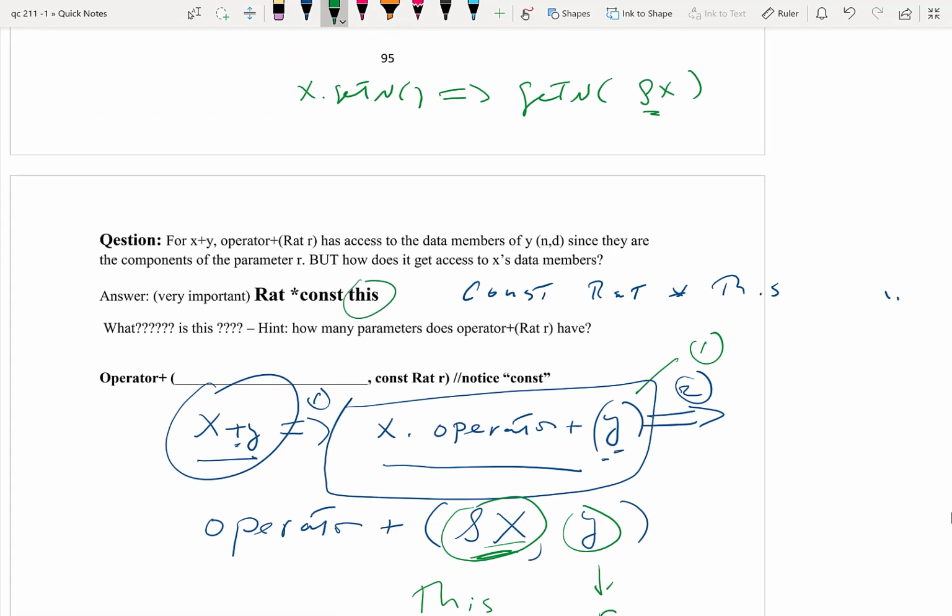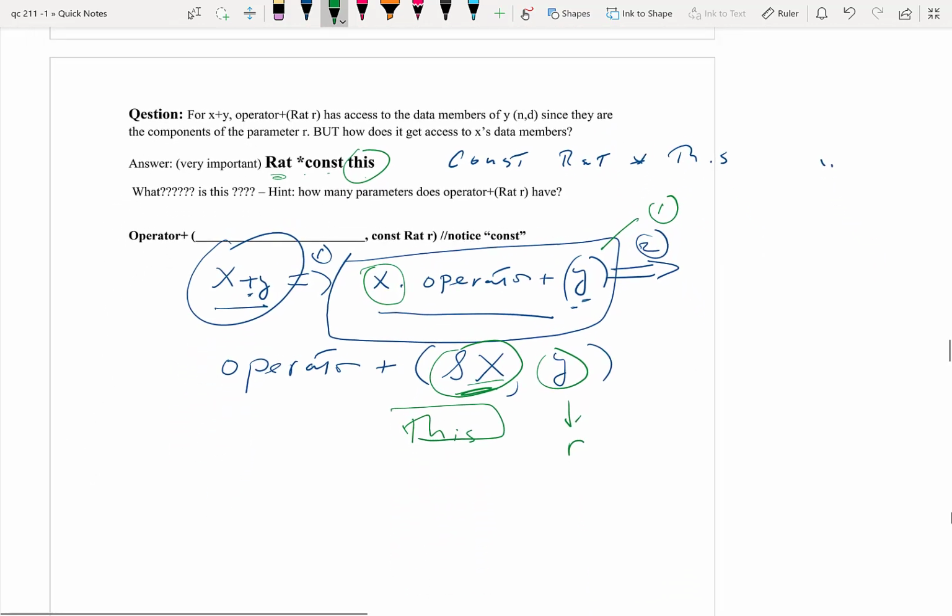This is a constant pointer to a rational number. It's a pointer that you can't change, and it's pointing to a particular rational number. Which rational number? This guy here, where it's getting the address of x. You cannot change what it points to. It's always going to point to the x on the left-hand side. Now you can change the x, but you can't change what the pointer is pointing to. You can't say, I don't want it to point to x, I want it to point to z. You can't do that. It's a constant pointer. So that's how it gets access to the internals.